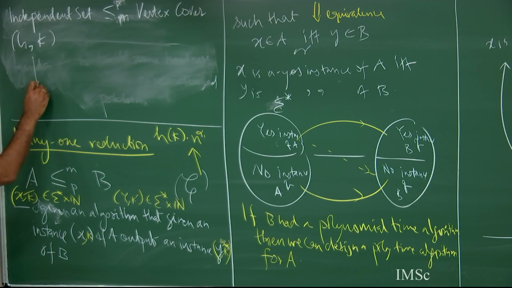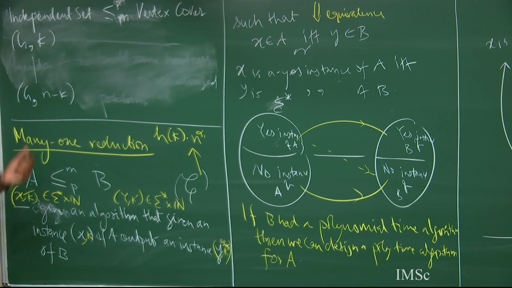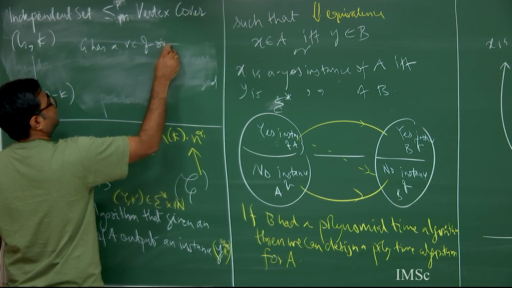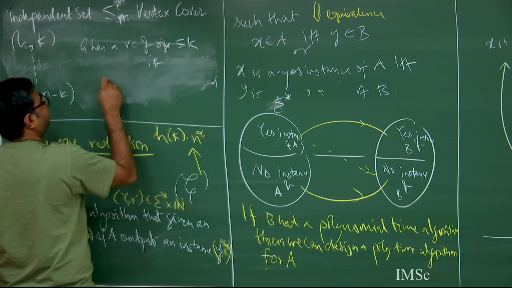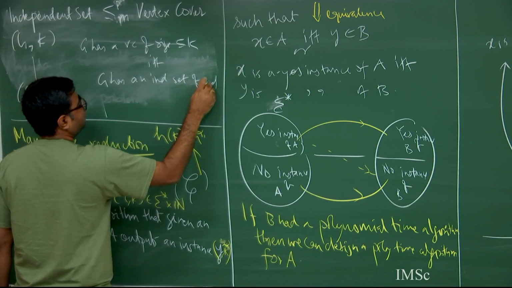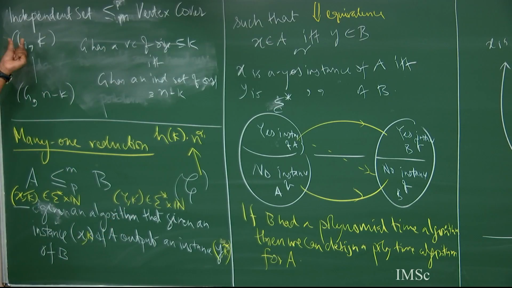Right. So my algorithm does nothing, it just changes k to n minus k, right? Now all of you know that G has a vertex cover of size at most k if and only if G has an independent set of size at least n minus k. So this is a valid reduction. If I have a vertex cover of size at most k, then its complement is an independent set and I'm happy. If I have an independent set of size at least n minus k, then I know that its complement is a vertex cover, so I'm also happy here.